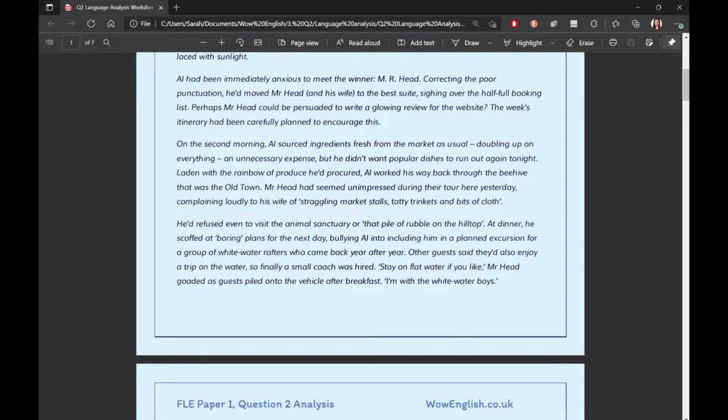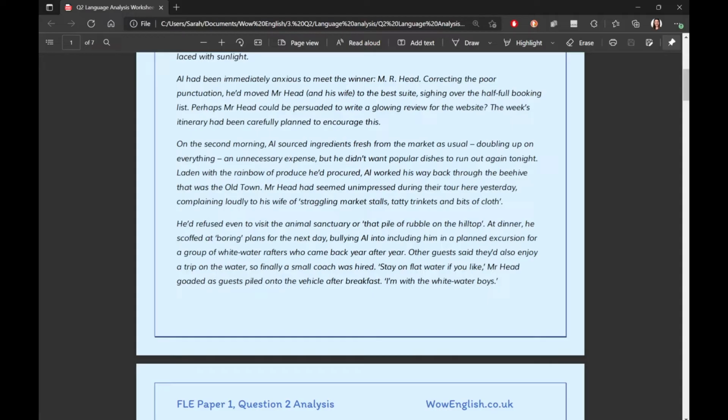On the second morning, Al sourced ingredients fresh from the market as usual, doubling up on everything, an unnecessary expense, but he didn't want popular dishes to run out again tonight. Laden with the rainbow of produce he'd procured, Al worked his way back through the beehive that was the old town. Mr. Head had seemed unimpressed during their tour here yesterday, complaining loudly to his wife of straggling market stalls, tatty trinkets and bits of cloth. He'd even refused to visit the animal sanctuary or that pile of rubbish on the hilltop.